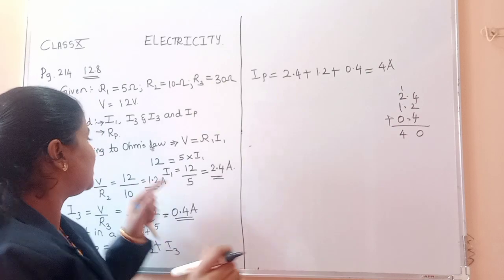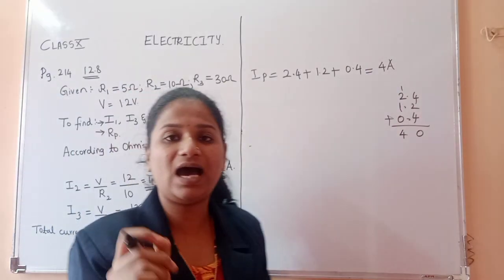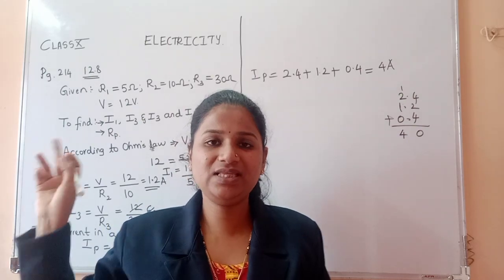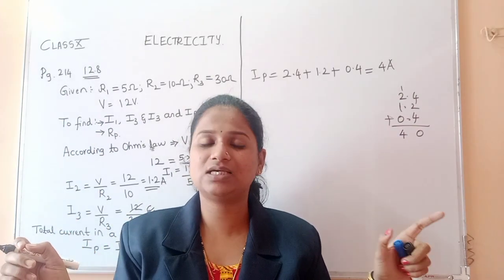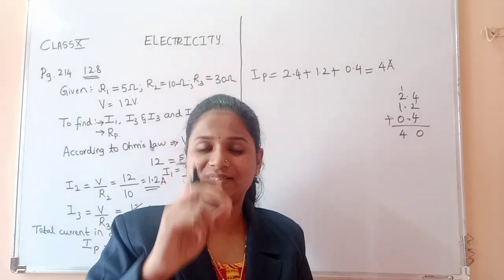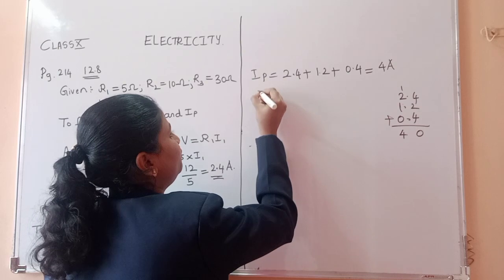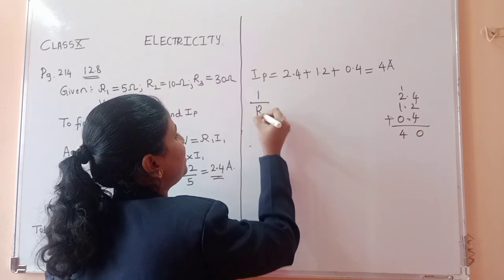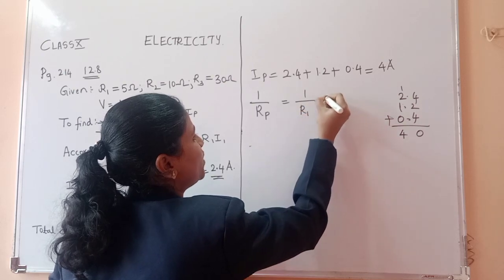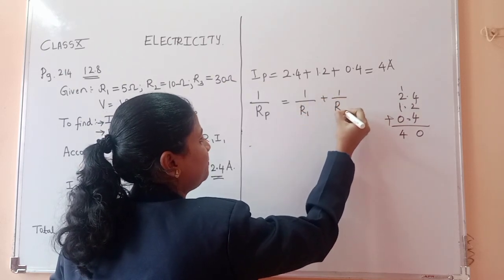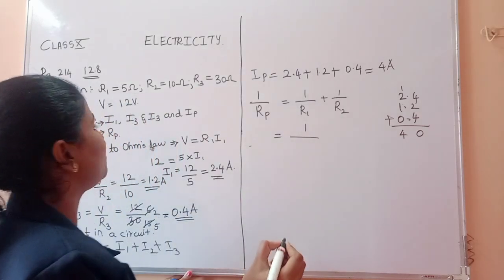Now they asked regarding the total resistance in the circuit. That is nothing but RP. Why RP? They mentioned the resistors are connected in parallel. In the circuit diagram you can see the resistors are connected in parallel. So 1 by RP is equal to 1 by R1 plus 1 by R2. Right? So 1 by R1 is what here? We have 3 resistors.